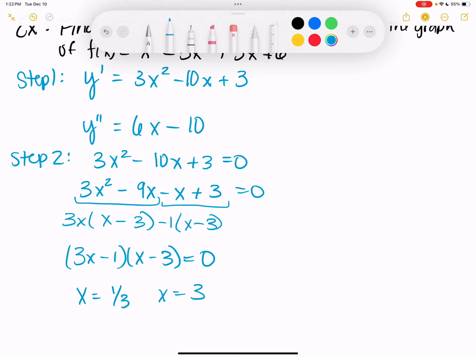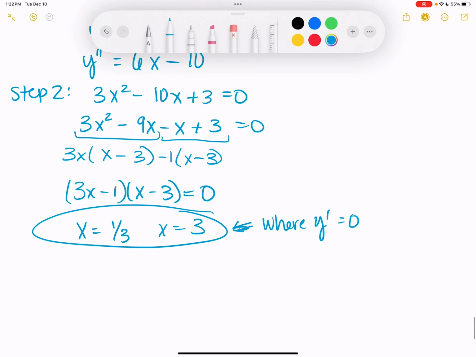Alright, so step 2 is now complete. We have found where y prime is 0. Step 3. Let C be a number for which y prime is 0. Check the sign of y double prime at C.